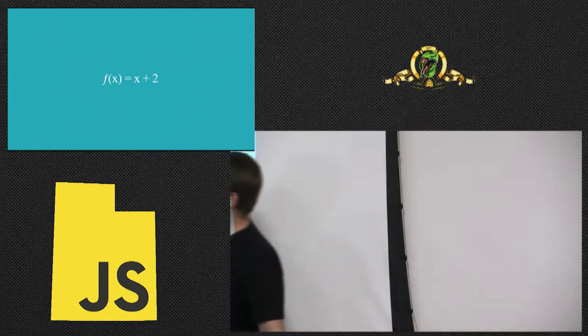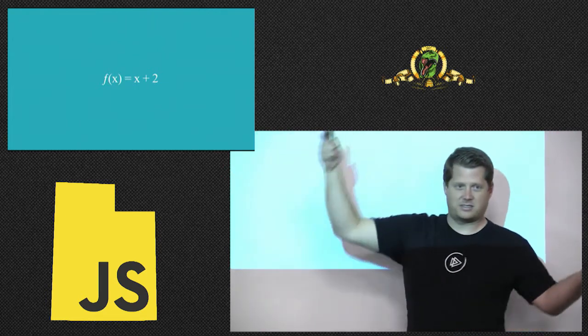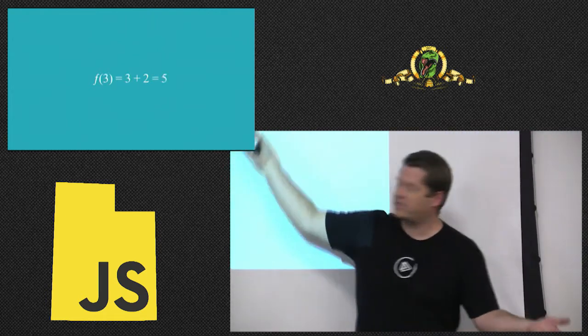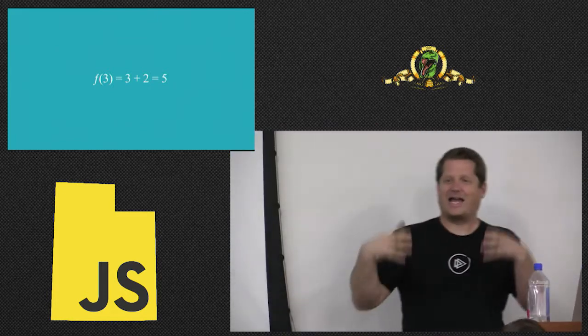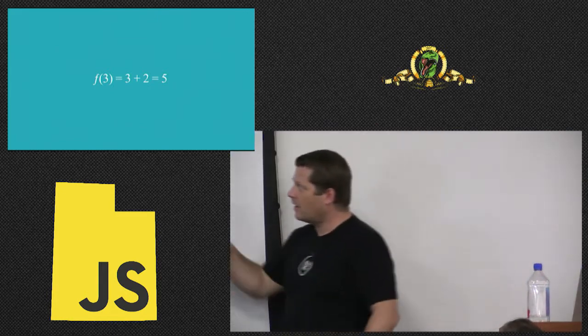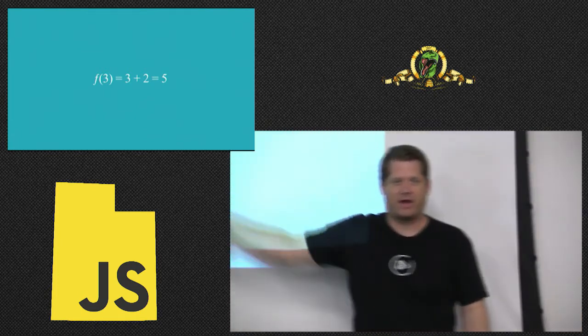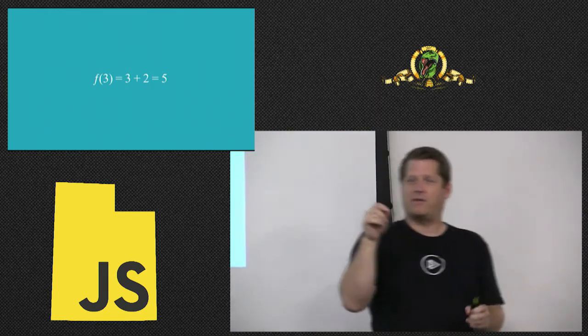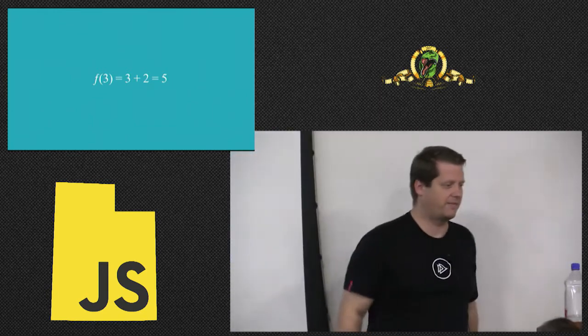But everybody knows how this stuff works, right? You pass in a value for x, and the result is x plus 2. So f of 3 is 3 plus 2 equals 5. When functional style programming says it makes use of mathematical style functions, this is what it's talking about. We're going to write a small little function, and we're going to pass something into it, and we're going to get the same result back out of it. That's what they're talking about.